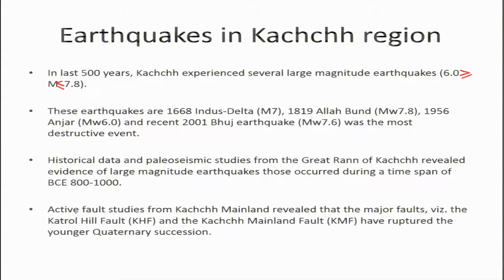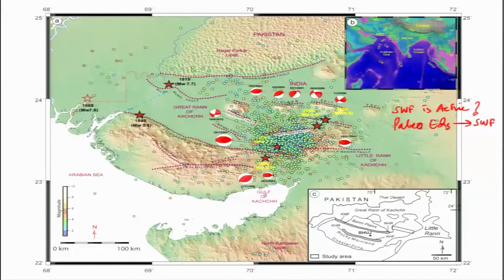Our study suggests that the active fault studies from Kachchh mainland reveal that major faults, mainly the Katrol Hill fault and the Kachchh mainland fault, have ruptured during the Quaternary period, or you can say in recent time, displacing the Quaternary succession. Now, these faults are sitting somewhere here. This is the Katrol Hill fault and this is the Kachchh mainland fault. These are the two faults which are active and which have triggered earthquakes in the past.